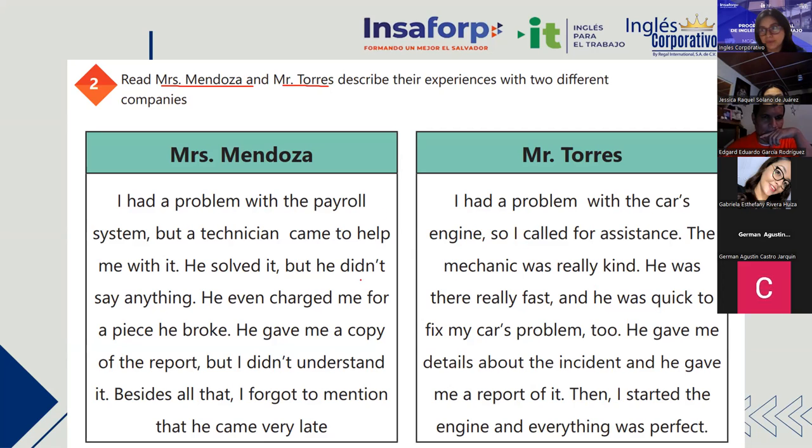That was Mrs. Mendoza. And then on the other side, we have Mr. Torres. He said, I had a problem with the car's engine, so I called for assistance. The mechanic was really kind. He was there really fast and he was quick to fix my car's problem too. He gave me details about the incident and he gave me a report of it. Then I started the engine and everything was good. These are two totally different experiences, right? Mm-hmm. Do you have any questions about meaning or pronunciation here?